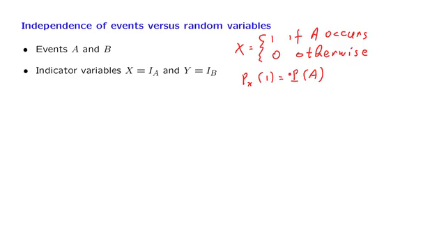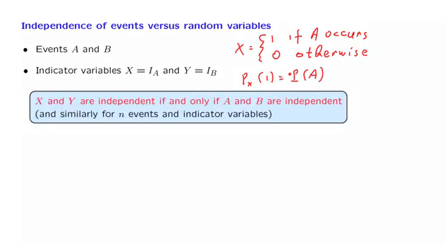It turns out that the independence of the two events A and B is equivalent to the independence of the two indicator random variables. And there is a similar statement which is true more generally. That is, n events are independent if and only if the associated n indicator random variables are independent. This is a useful statement because it allows us to sometimes, instead of manipulating events, to manipulate random variables and vice versa. And depending on the context, one may be easier than the other.